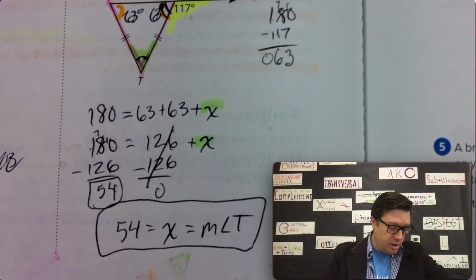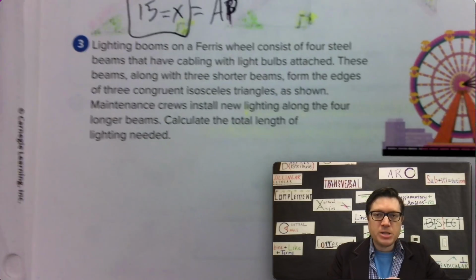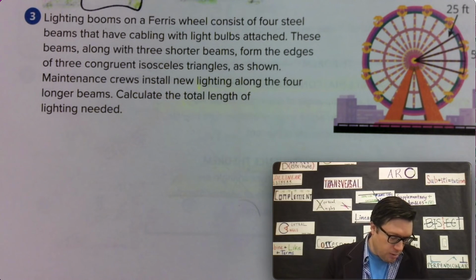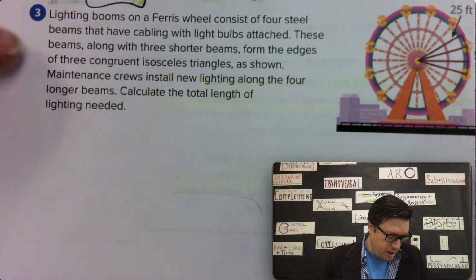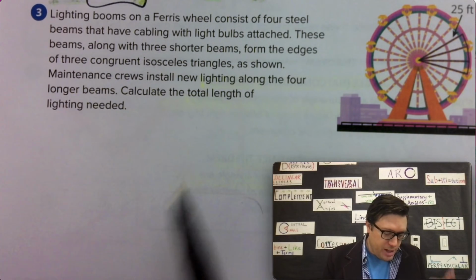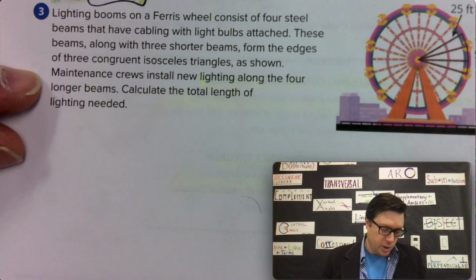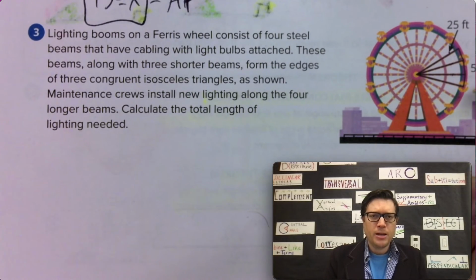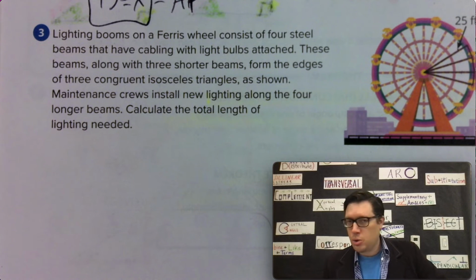There is one more question here. It's question 3. And it is, lighting booms on a Ferris wheel consist of 4 steel beams that have cables and the light bulbs attached. These beams, so there, and there, along with 3 shorter beams, form the edges of 3 congruent isosceles triangles as shown. So isosceles triangle, isosceles triangle, isosceles triangle. Maintenance crews install new lighting along the 4 longer beams. Calculate the total length of the lighting needed.